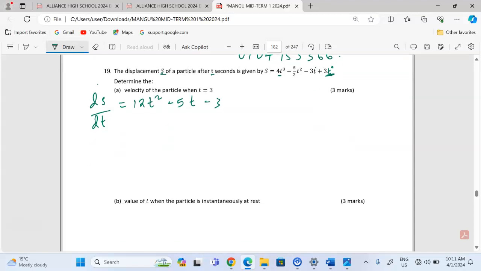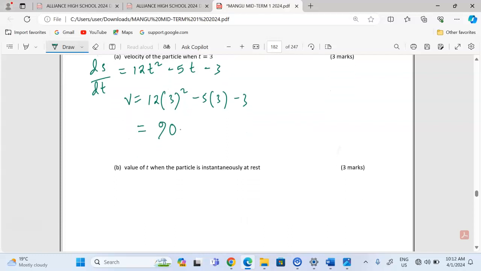Now, this is the velocity function. We are told to find the velocity of the particle when t equals 3. Therefore, the velocity when t equals 3 is 12 times 3 squared, minus 5 times 3, minus 3. We key into the calculator 12 times 3 squared, minus 5 times 3, minus 3. This gives us exactly 90.